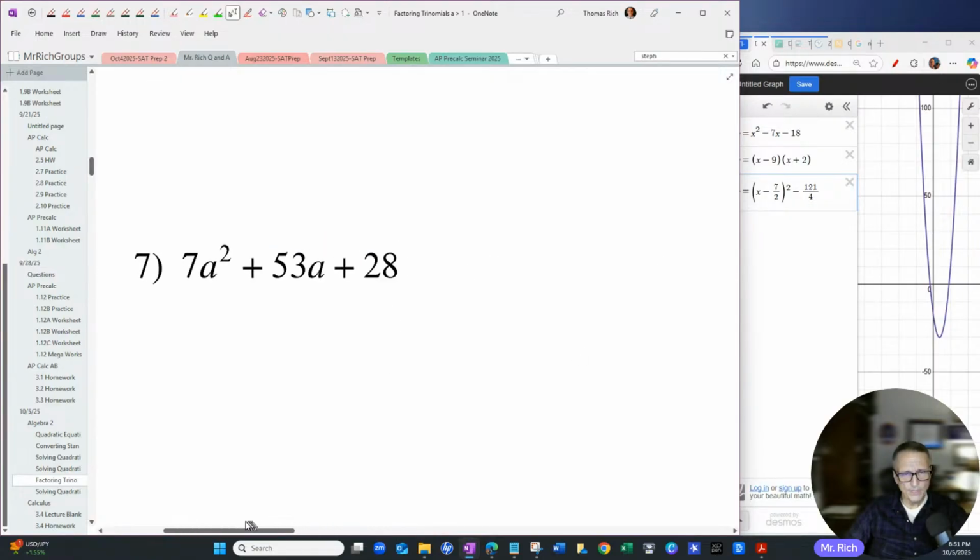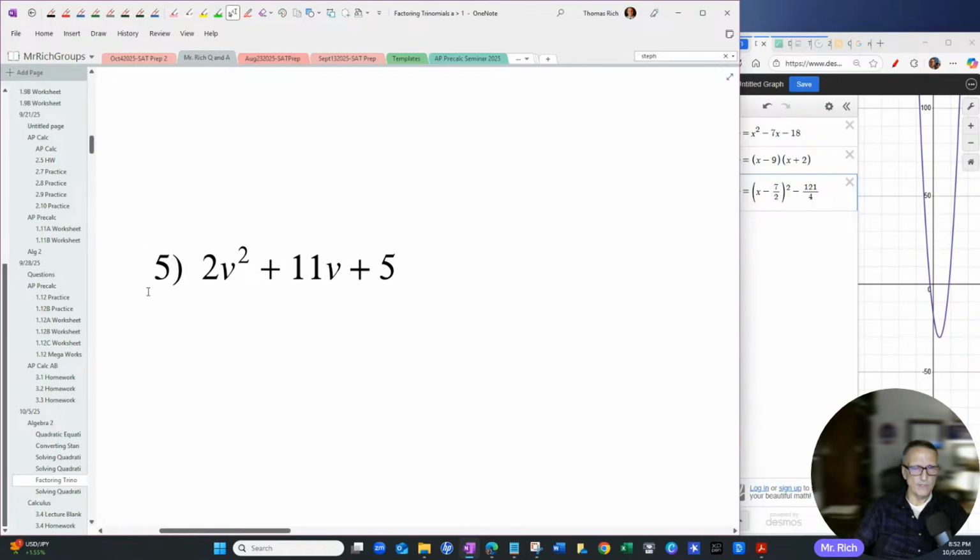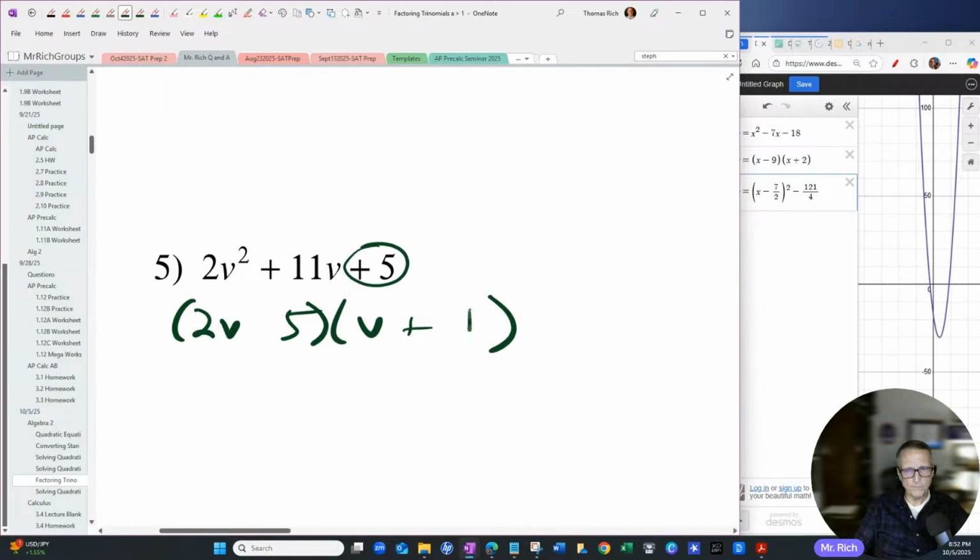I'll show you another one that might be a good trial and error. This one would definitely, right? So this would be 2v and v. And the product is 5. So let's try 5 and 1. Let's just stick that right there. Now, does that work? My outer product is 2v. My inner product is 5v. That gives me 7v. Not enough.